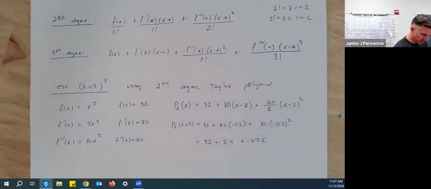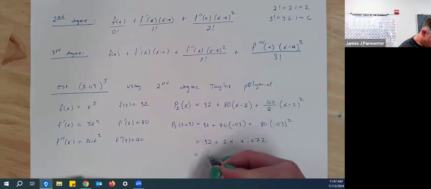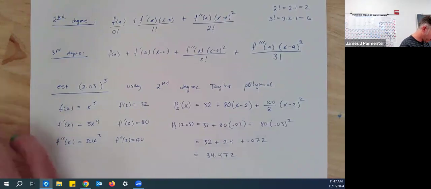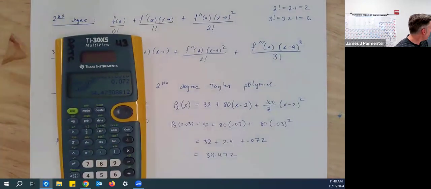So my answer here is going to be 34.472, compared to my 34.4 of last time. So all that work didn't really get me a whole lot closer to the answer that we had before. And the actual value, again, was 34.47. So yeah, we did get closer.